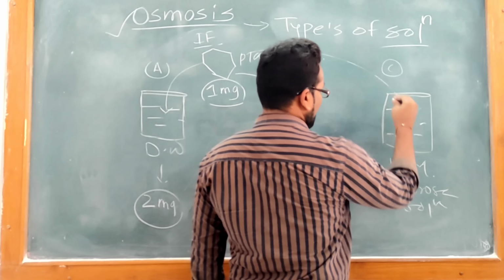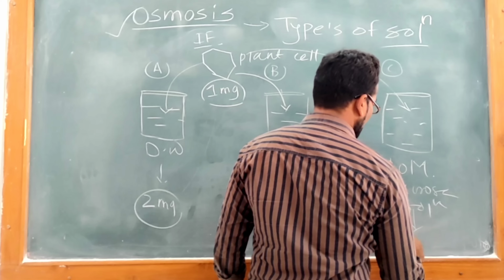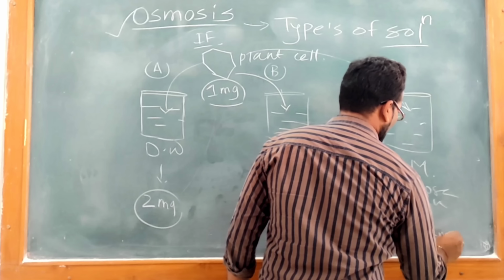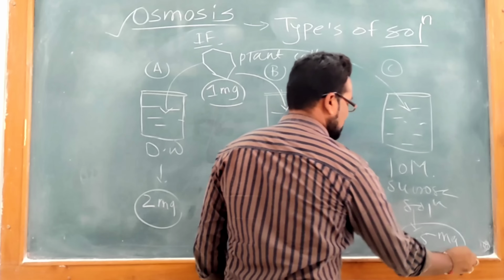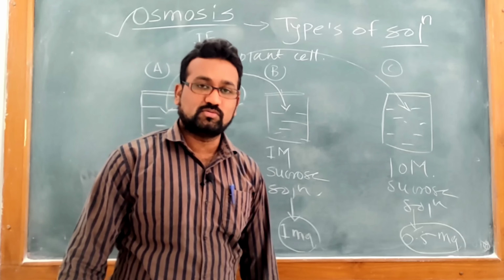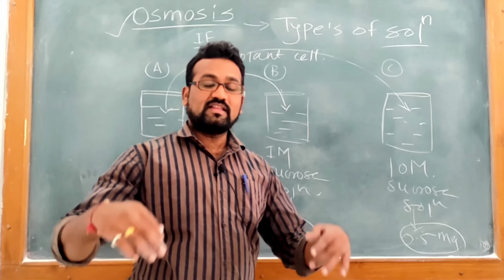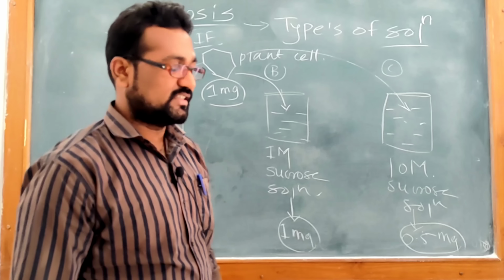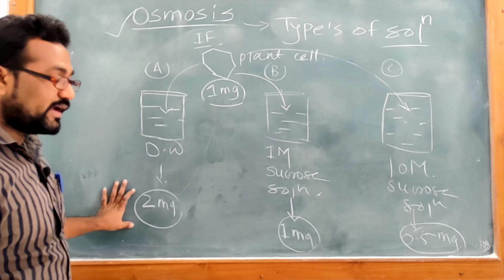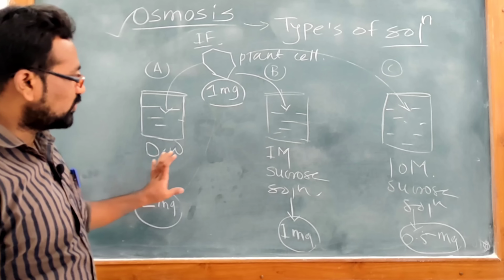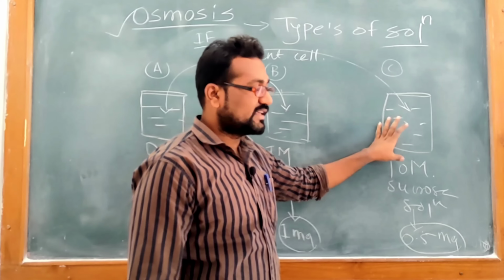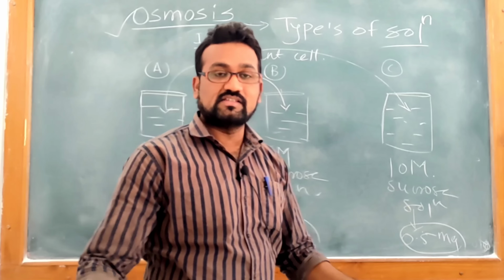In the third beaker, after 24 hours of experiment you will find there is a change in weight of the cell, which is 0.5 milligram now. So what does this experiment tell you? What this experiment tells you is very interesting here. After putting in this solution, the weight of the cell increased. After putting in this solution, the weight of the cell remained constant. After putting the cell in this solution, the weight of the cell decreased.